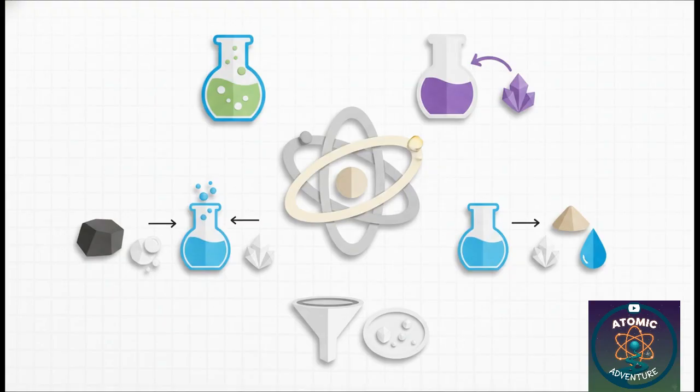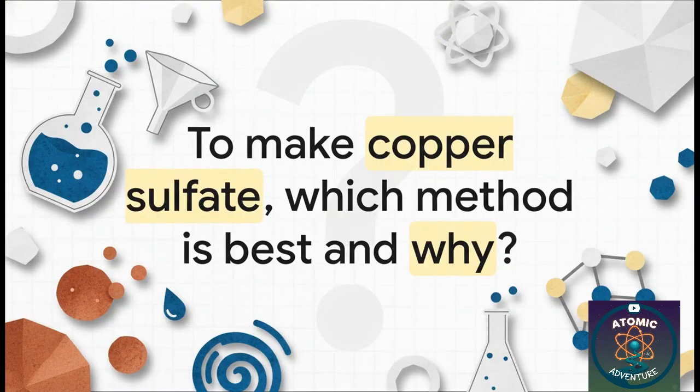And don't forget those key lab skills, filtering to clean up your mixture and crystallization to get your pure salt crystals. So, to wrap up, let's put it to the test. We know copper is an unreactive metal. So which one of our 2 methods would you have to use to make copper sulfate? And more importantly, why that one?